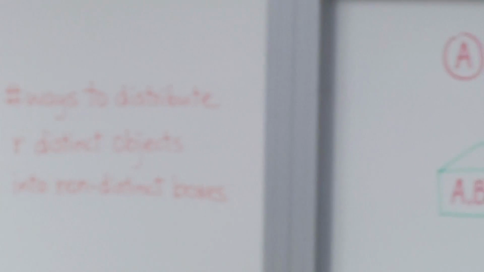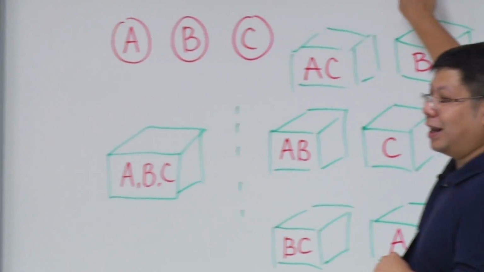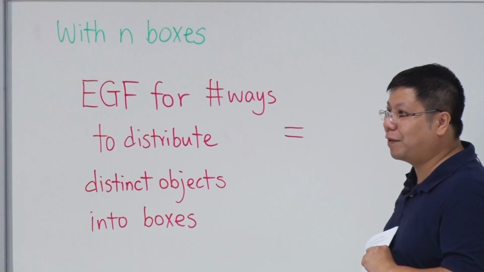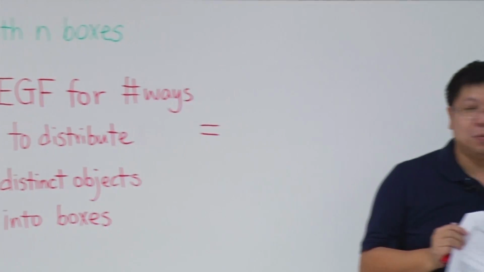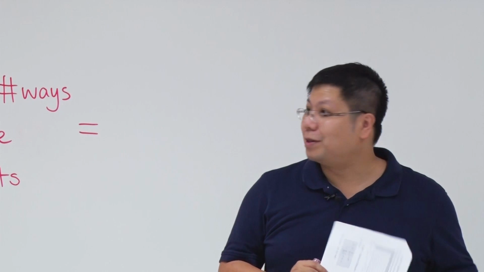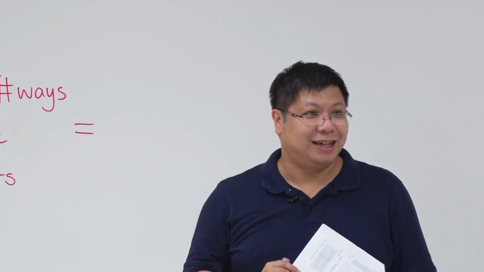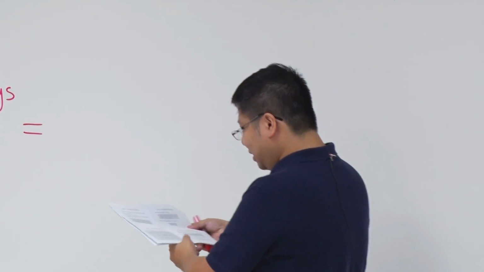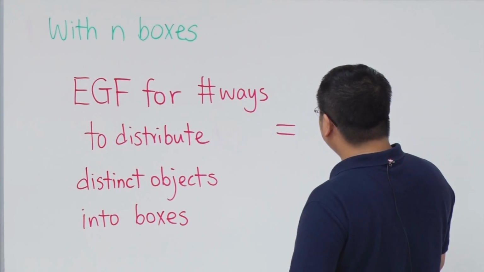Now, I will check your understanding soon, but first, let us do something really complicated. So we are going to find an exponential generating function for the Bell number.